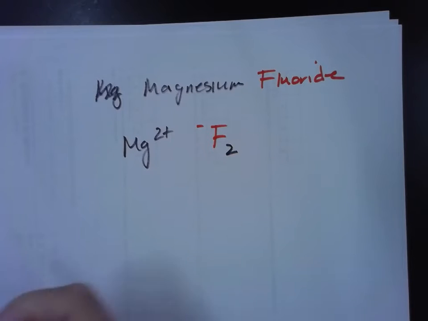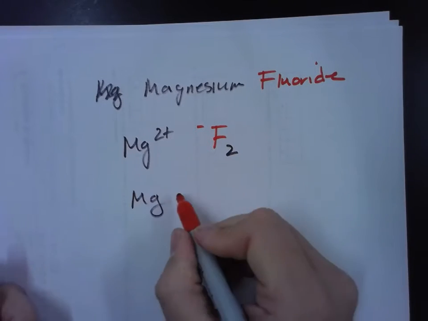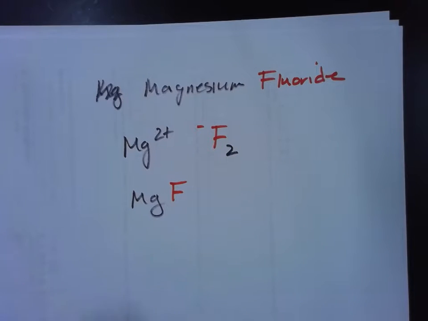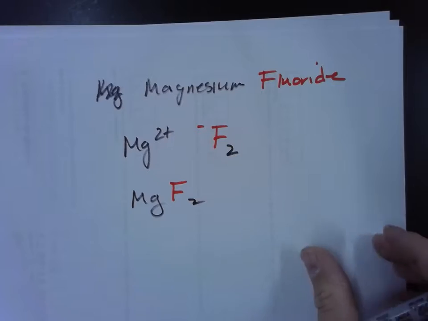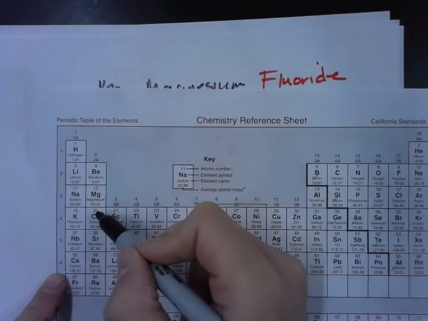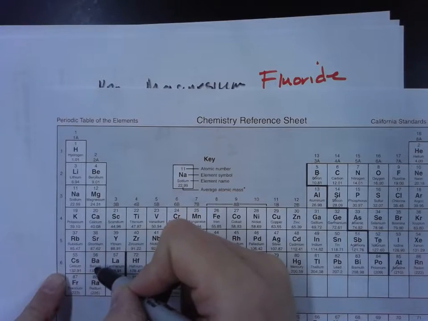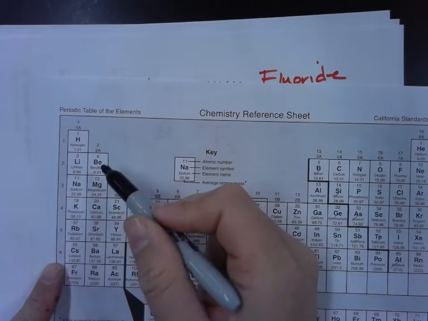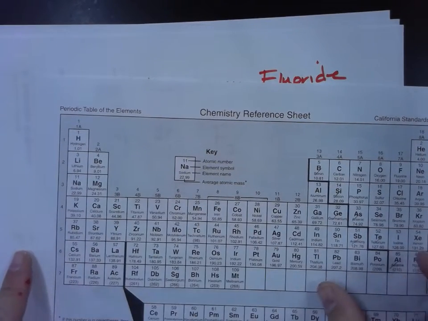Okay, so my formula is going to look like this: MgF2. Okay, the same thing goes for calcium as well. Beryllium, magnesium, calcium, strontium, barium, all of those form a +2 ion, +2 charge.